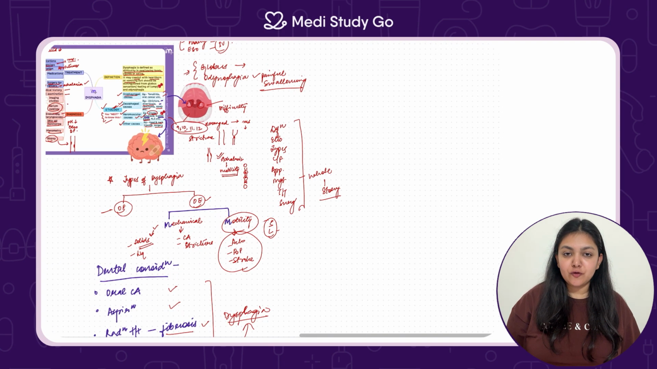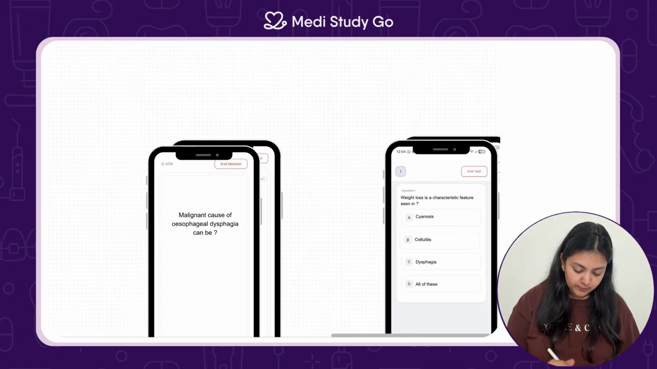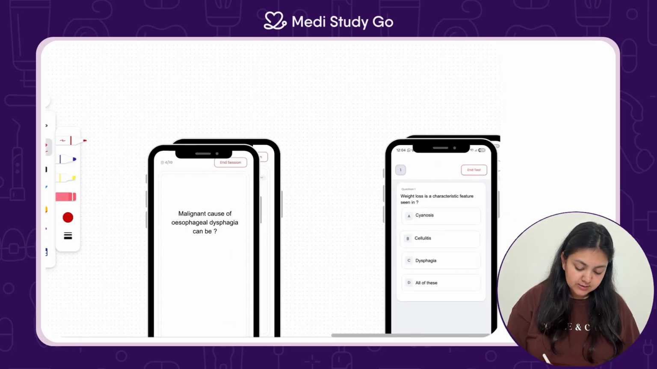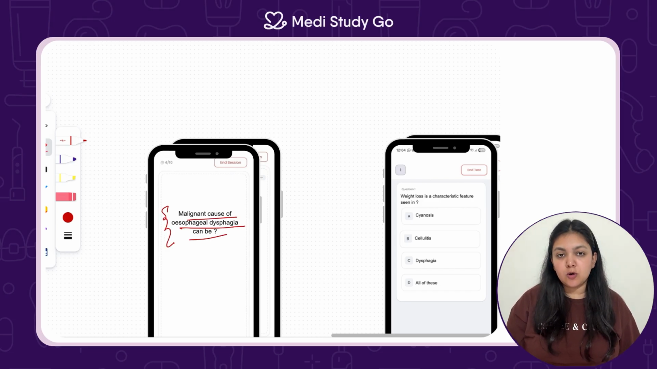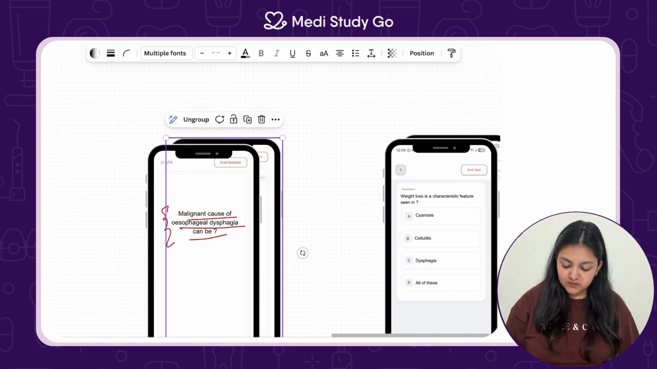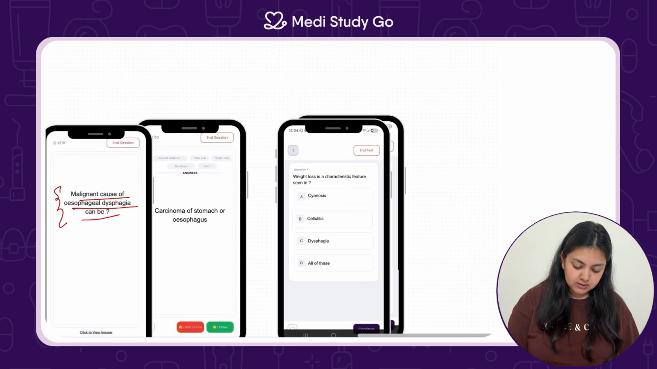So before we sign off from today's lecture, I'm going to solve with you a flashcard and an MCQ for this topic. So the first is a flashcard which states that a malignant cause of esophageal dysphagia can be the carcinoma of esophagus as well as of the stomach. So if you solve such flashcards on our app, you get the answer once you click towards the next part.